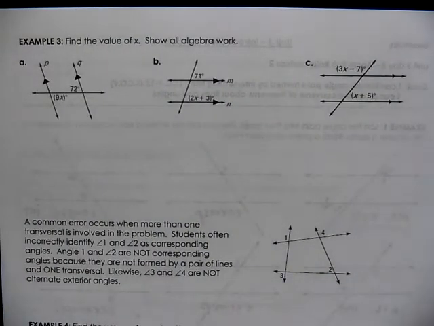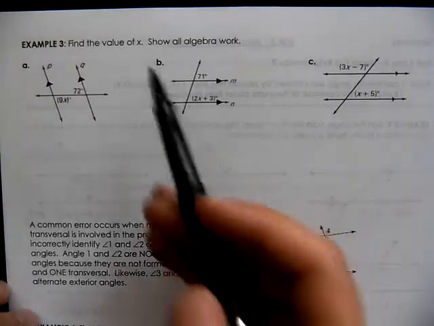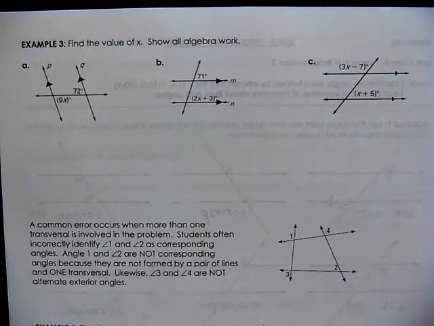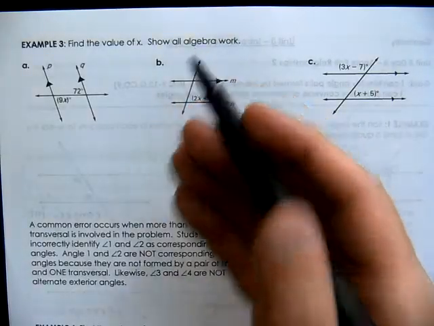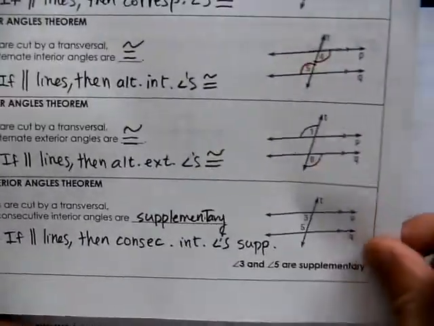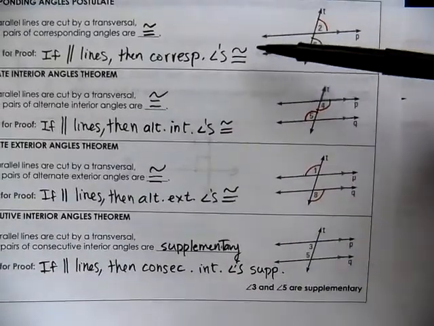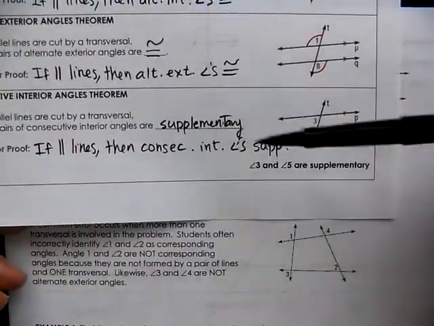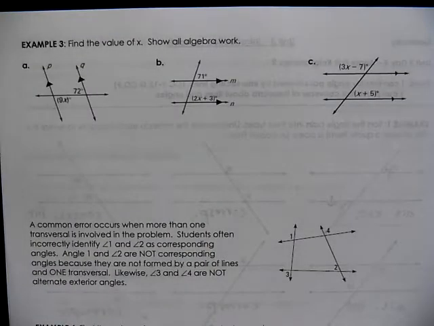So consider example 3. It says find the value of x. Show all algebra work is a way of saying don't just guess and check. Don't just find it on your calculator and write down the answer. No, it means set up the equation, and that's important because we're going to be setting up our equation in different ways. Because, again, this is yesterday's notes. Some of our angles will be congruent, but other angles will be supplementary. So we have to set up our equation correctly.